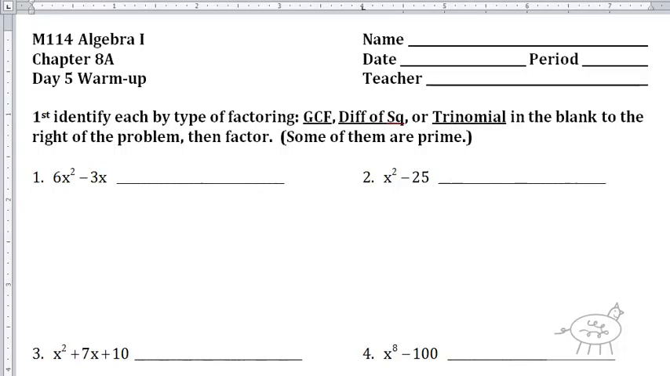It's just a couple extra problems to practice the different types of factoring. So again, remember we have, as we listed right here, greatest common factor, difference of two squares, or trinomial. The first thing you have to do is, in the blank, write what it is, and then actually do it. All right, so let's get started here.